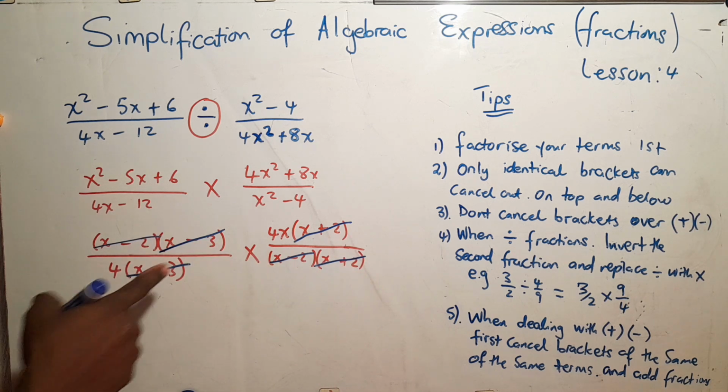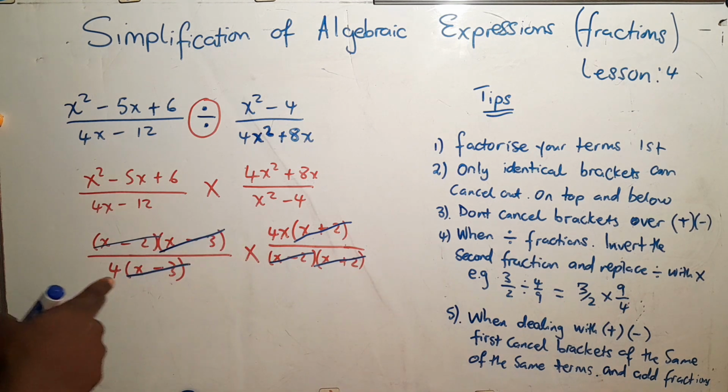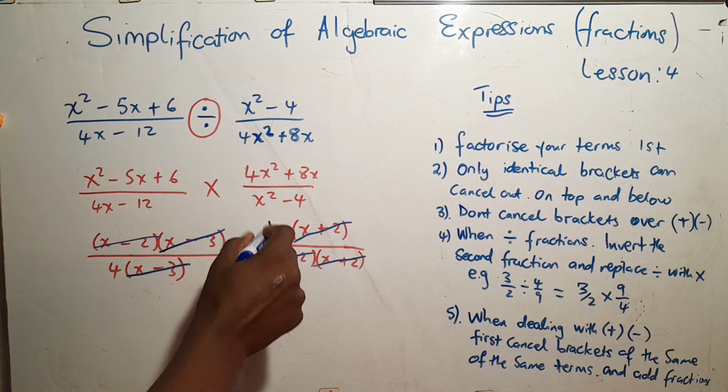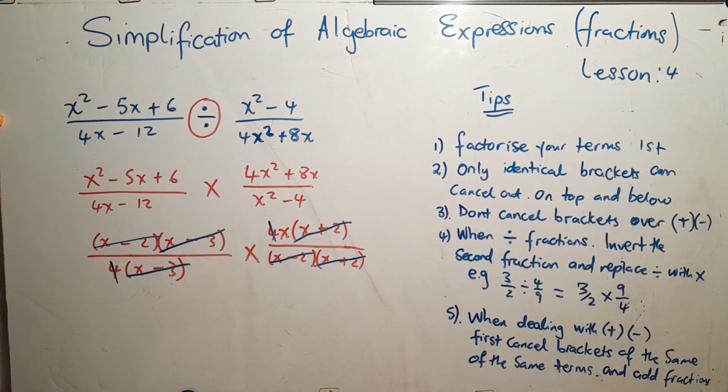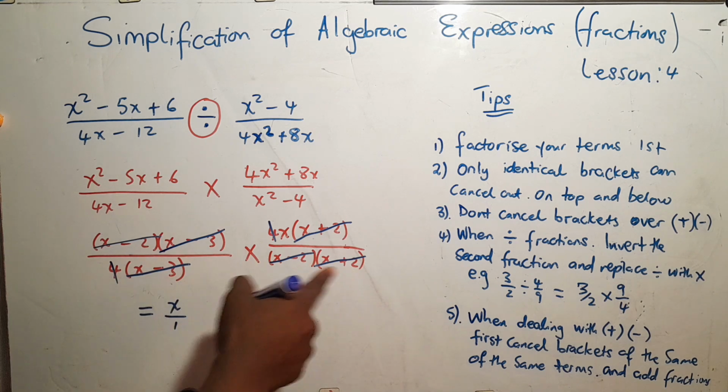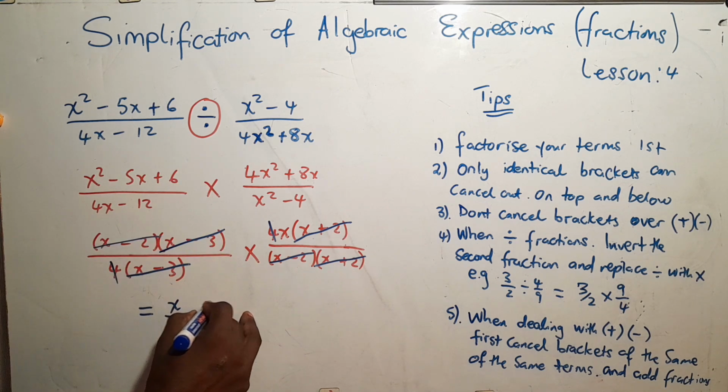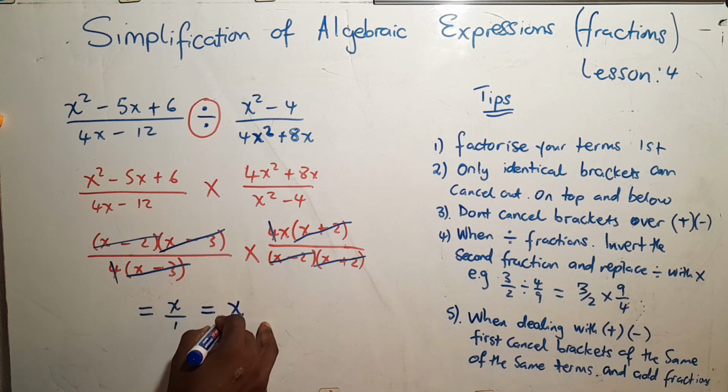And now we can see that we are having 4x and x below there. So 4 and 4 can cancel each other out, and we are only remaining with x over 1. Because below, if all the terms cancel, we'll be left with 1. So any number over 1 is just that number. So that will be x like that.